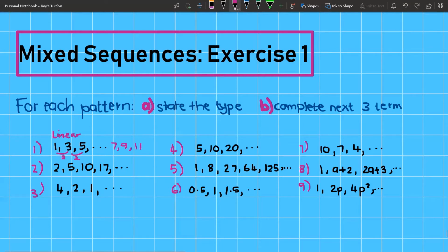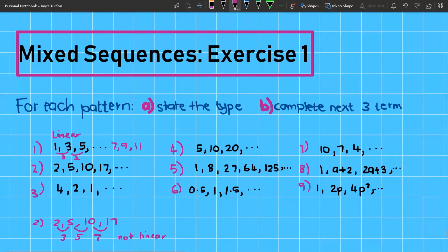Let us have a look at the next one. So I'm going to write it out over here. So we have 2, 5, 10, and 17. So let's calculate the differences. So we have 3, 5, 10 minus 5 is 5, and 7. So there's no common first difference, so we know it's not linear.